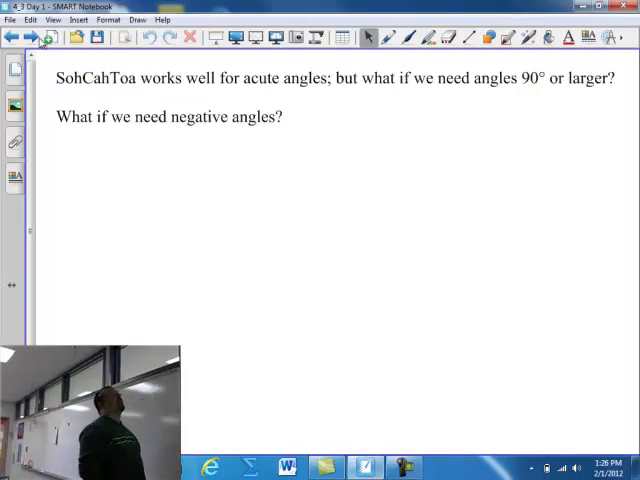SOHCAHTOA worked really well for acute angles, little tiny angles in the first quadrant. That's what you spent 4.2 doing, in case you weren't realizing it. What happens if we need angles 90 degrees or larger? Bigger ones. What are negative angles and what do we do with those? Those are the questions we're going to try to answer in the next couple of slides.